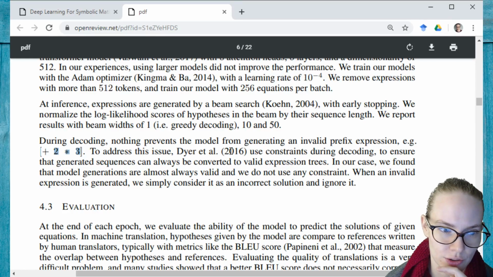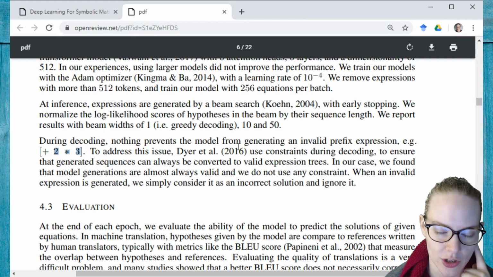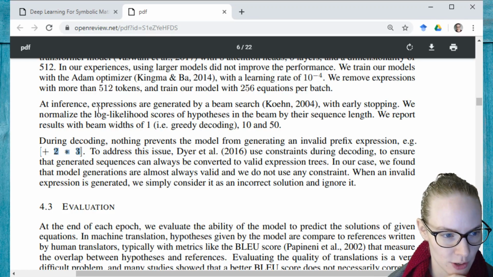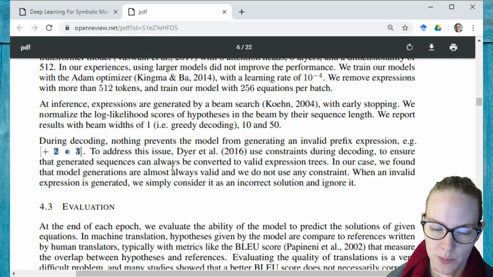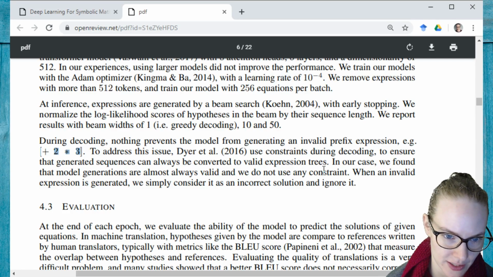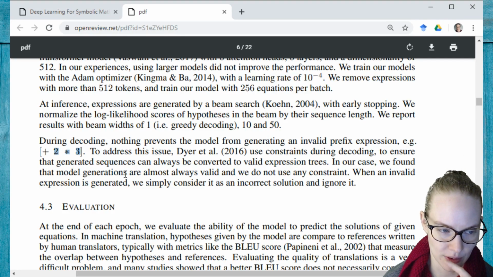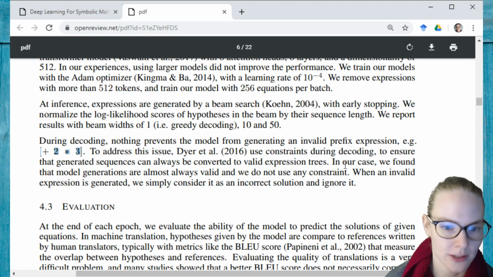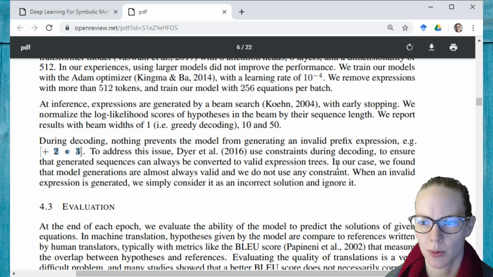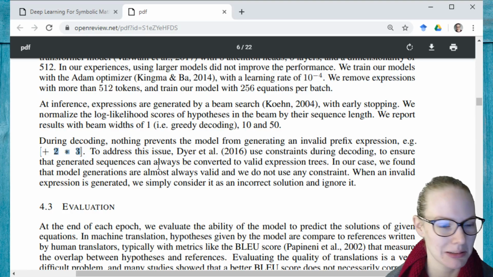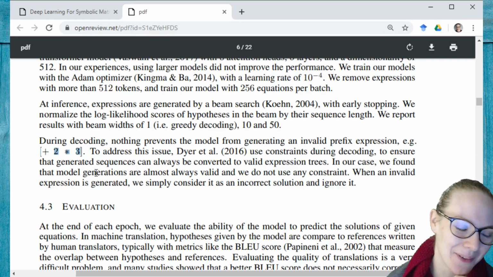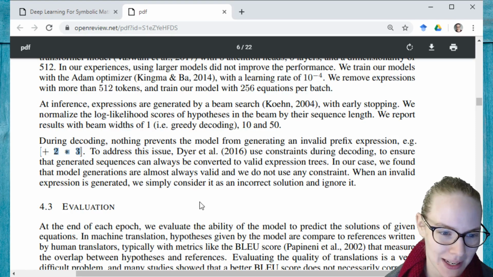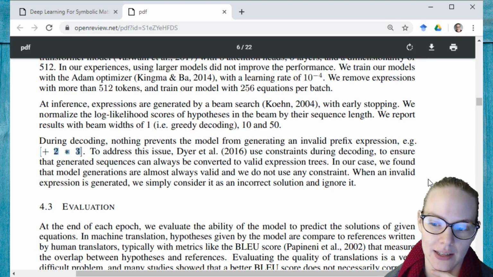To address this issue, Dreyer et al. used constraints during decoding to ensure that generated sequences can always be converted to valid expression trees. In our case, we find that model generations are almost always valid, and we do not use any constraint. Actually, I guess it's a smaller search space, because I believe Dreyer is a syntax paper. Right? When an invalid expression is generated, we simply consider it as an incorrect solution and ignore it.